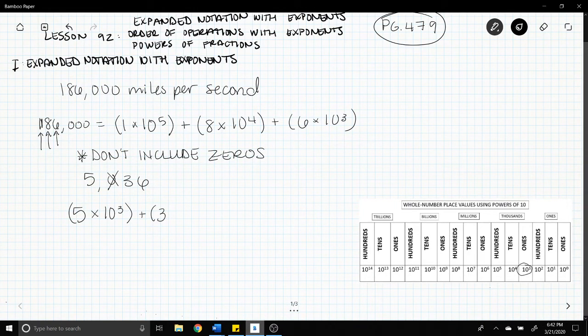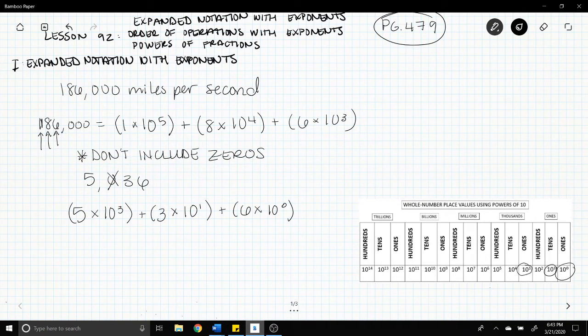Our next non-zero digit is 3. What place value is the 3 in? It's in the tens place. So I'm going to write 10 to the power of 1. And then our last digit is a 6. What place value is the 6 in? It's in the ones place, so I'm going to write 10 to the power of 0. Recall from the beginning of the lesson that 10 to the power of 0 equals 1. Okay? Hopefully that helps. We've done expanded notation before, but now instead of just saying 5 times 1,000, we're writing 1,000 in terms of a power of 10.